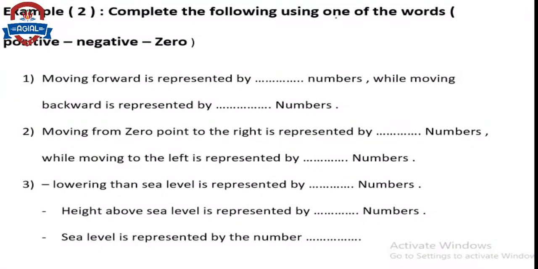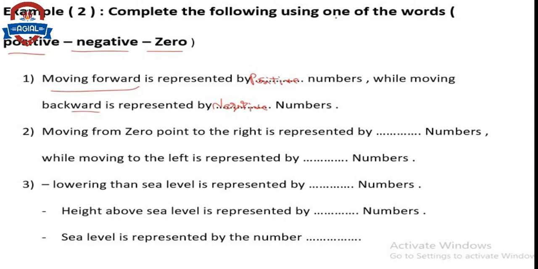And now let's try to solve this question. Example number 2, complete the following using one of the words positive, negative, 0. Number 1, moving forward is represented by positive numbers, while moving backward is represented by negative numbers. Because moving forward is a positive situation and moving backward is a negative situation.